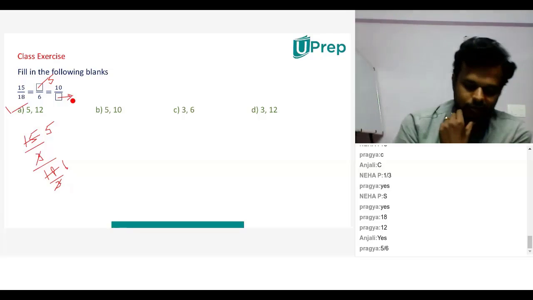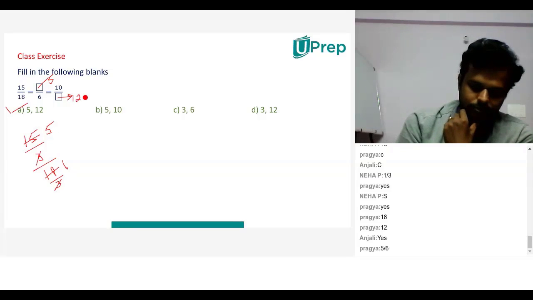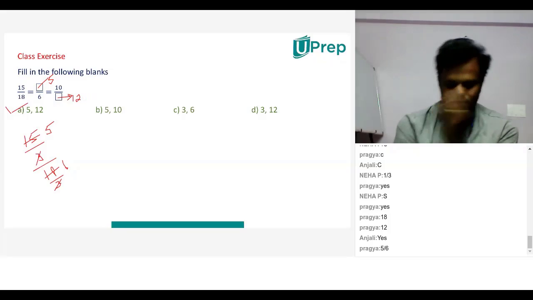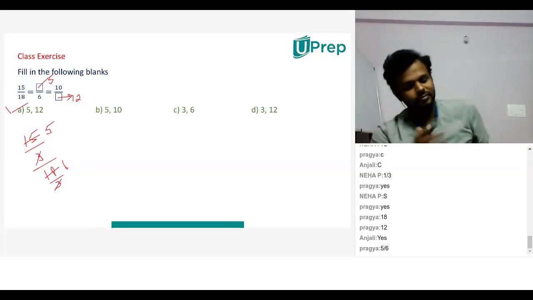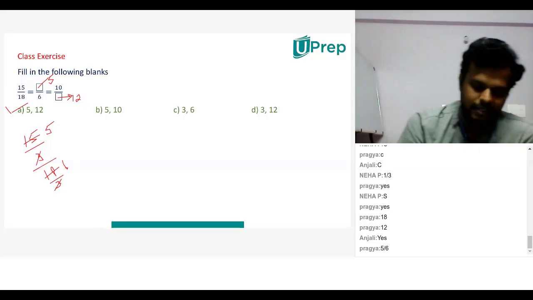So here it is 12. But there is no option like 10 by 12. See, he is asking you to fill in the blanks, Neha. Please read the question. That means what? Here 5 will come, here 12 will come. He says fill. Okay.